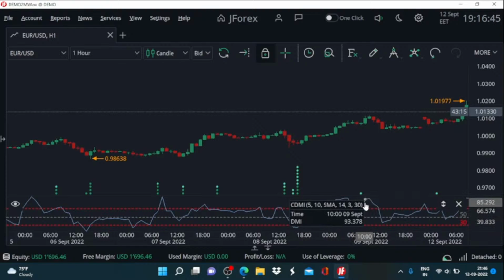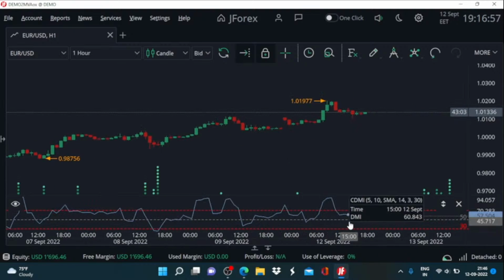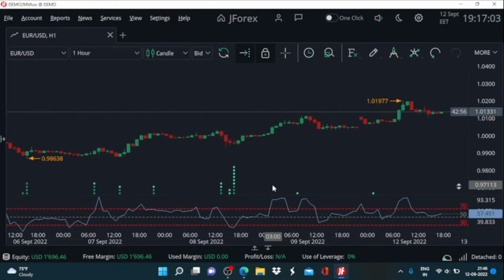So both these extreme values on the higher side are indicative of the overbought scenario, and on the lower side it is indicative of the oversold scenario. And if we have these CDMI output values within the range above 30 and below 70, then those are normal values and generally used to look at the volatility and the momentum, on which side the momentum is.